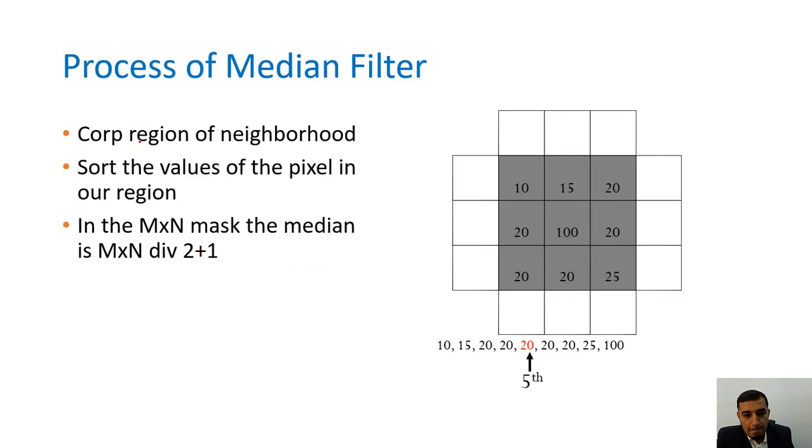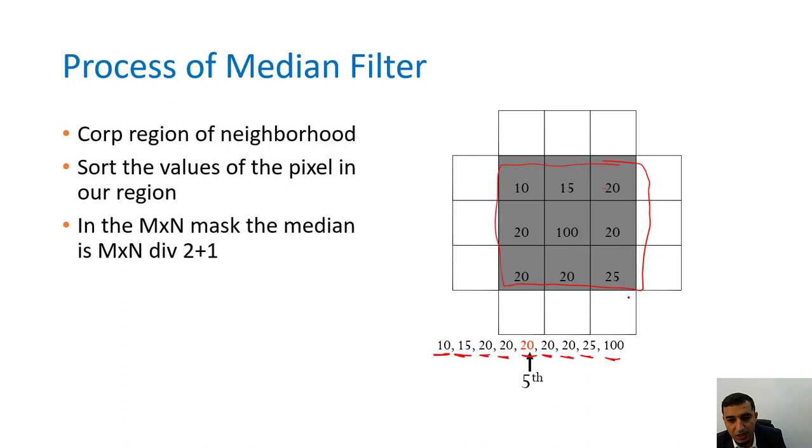So for example, the cropped region neighborhood: sort the values of the pixels in the region, then find the M by N divided by 2, plus 1. So over here we have these pixels as we got them as our result from the filtering. Next we sort them out. Sort them, we put them in ascending order. So 5, 10, 15, 20, 20, 20, 20, 20, 25, 100.